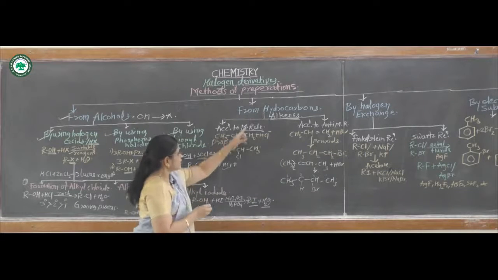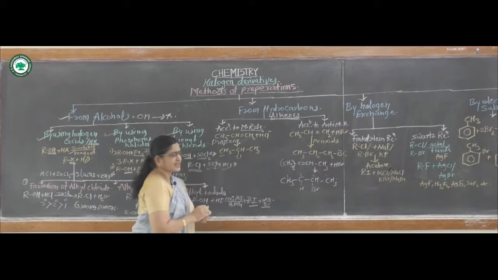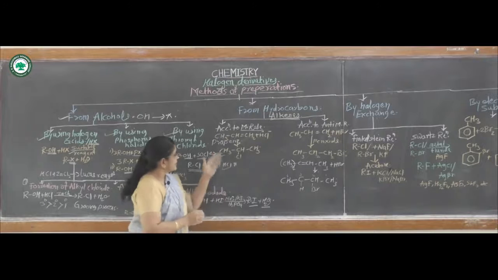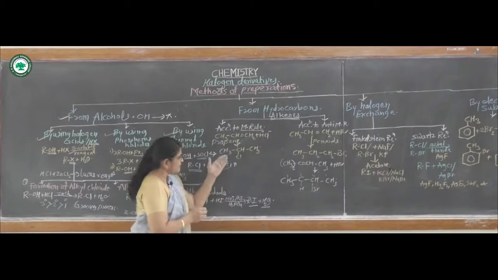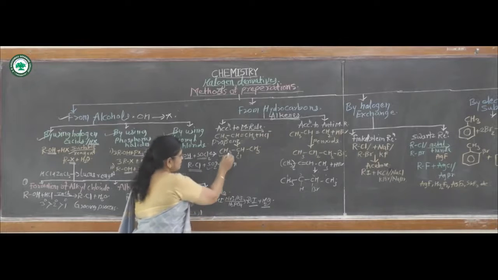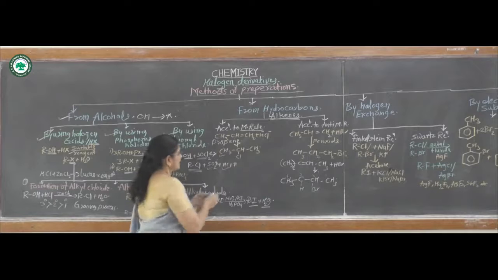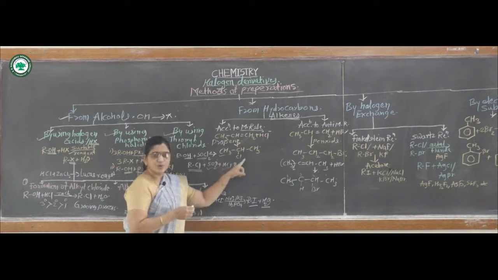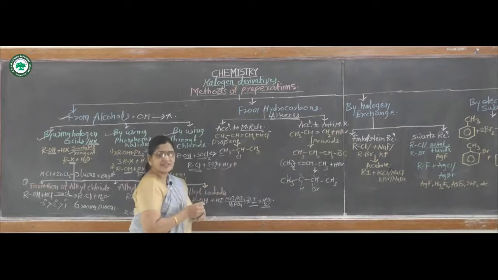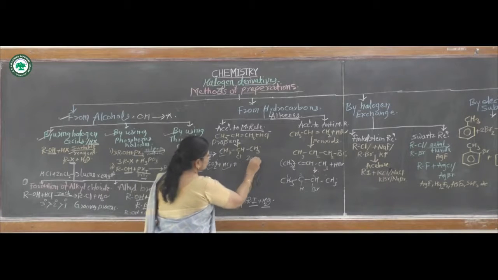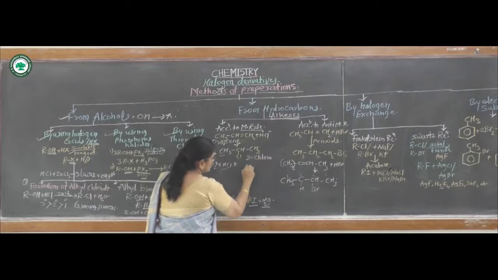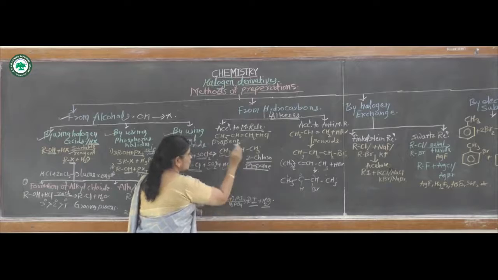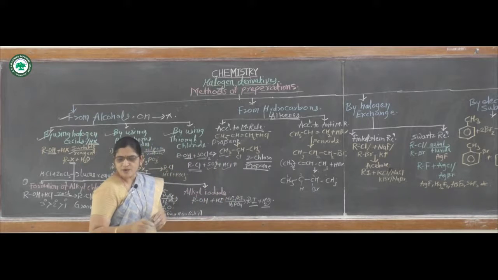In this way, according to Markovnikov's rule, this product is the major product. It mainly gives two products. This is one product, the second one is 1-chloropropane. But this product is the major product. The common name of this product is isopropyl chloride, and the IUPAC name of this product is 2-chloropropane, according to Markovnikov's rule.